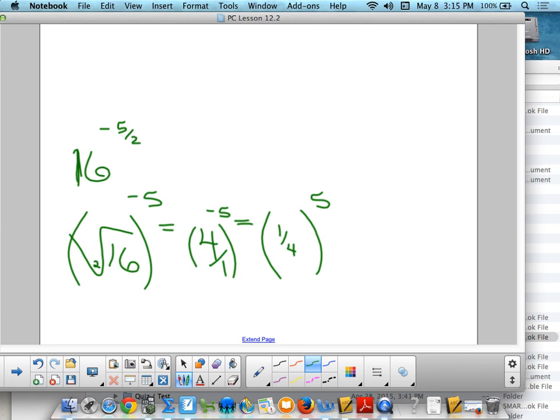So you never multiply the negative exponent. No, that's not what it says to do. The negative exponent says take your base, flip it, make it a positive. Okay. So now, 1/4 times 1/4. You have to do it 5 times, right? Now, I don't expect you to really do that, but you can do the top.